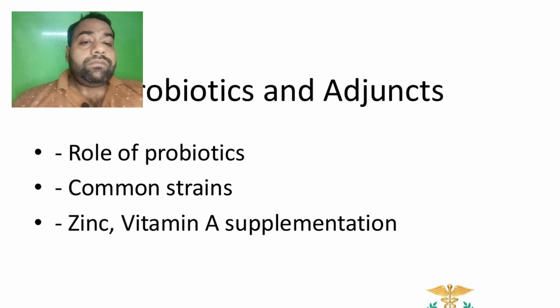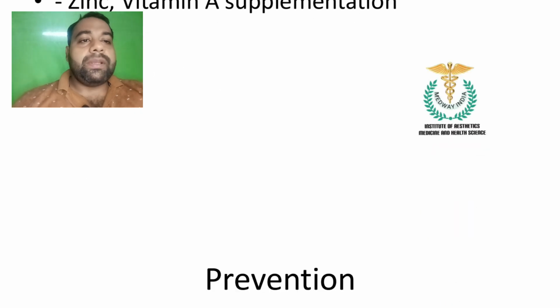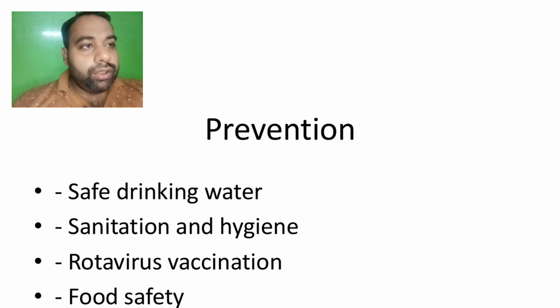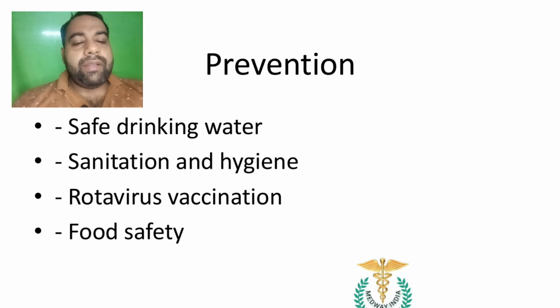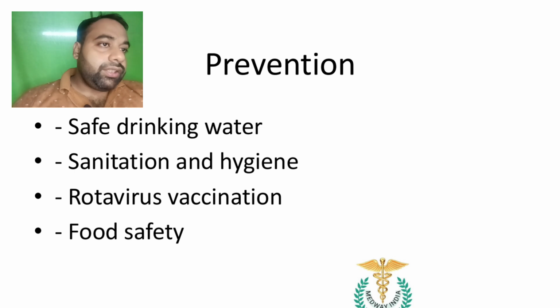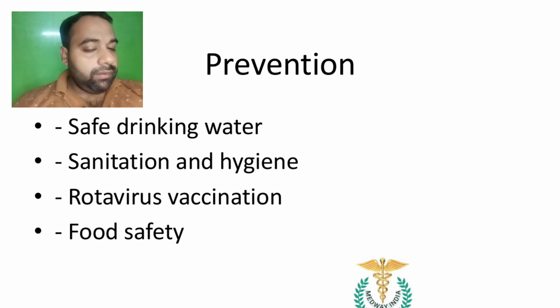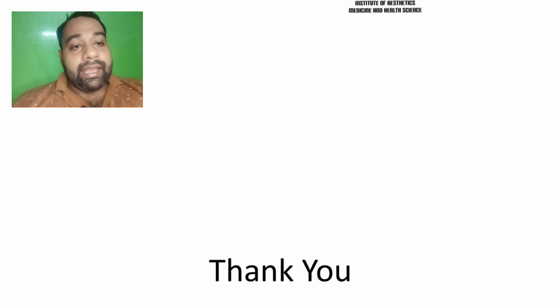Apart from that, as I have already mentioned, zinc and vitamin A supplementation should be taken seriously, especially in children. Then comes prevention: safe drinking water, sanitation, and hygiene should be maintained. Rotavirus vaccination should be given, especially for children. And please follow proper food safety protocols in cases of food poisoning and outbreaks.